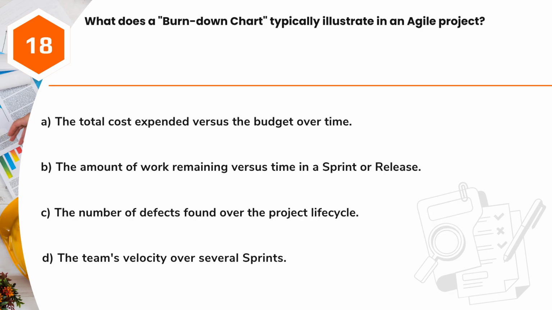Question 18. What does a burn-down chart typically illustrate in an Agile project? A. The total cost expended versus the budget over time. B. The amount of work remaining versus time in a sprint or release. C. The number of defects found over the project lifecycle. D. The team's velocity over several sprints.